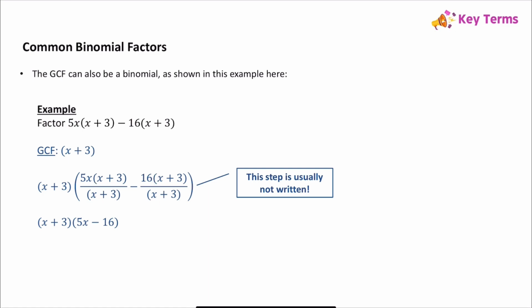So you can see here when I do that, these x plus 3's will cancel, and then I'm just left with x plus 3 times 5x minus 16. So this is one way to think about it, but usually when we're doing these problems, we'll just say, okay, you write the common binomial, that x plus 3, and then you just look at those terms that are remaining on the outside, so this 5x and minus 16, and then you write that as another binomial. Okay, so that's the way we remember it.